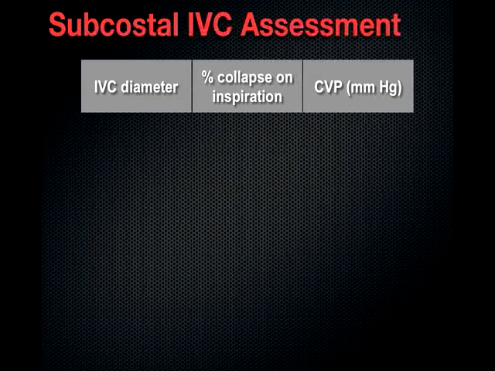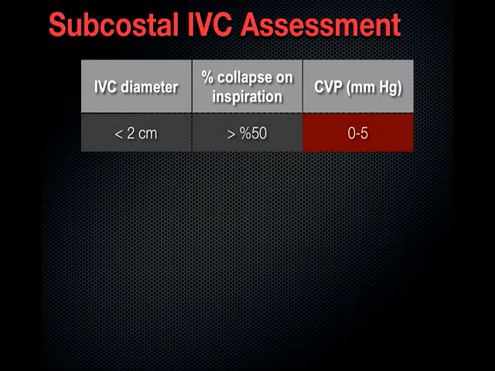You'll see lots of different descriptions of measurements of the IVC and how it relates to central venous pressure or volume responsiveness. That is a very complicated area, so I'll try to simplify it here into some basic concepts. If the IVC is small, less than 2 centimeters, with greater than 50% collapse on inspiration, the CVP is judged, essentially, to run 0 to 5.